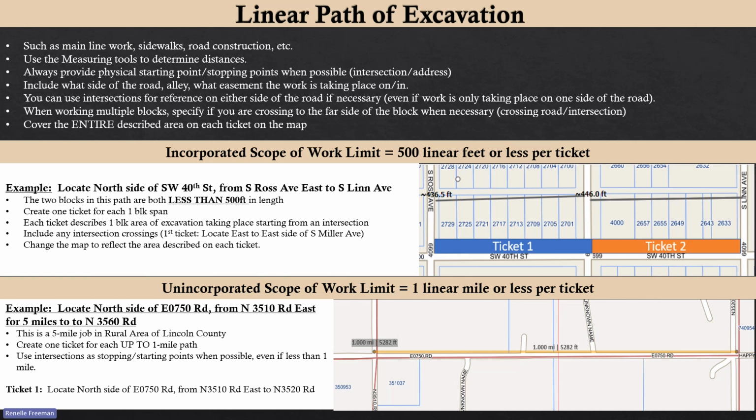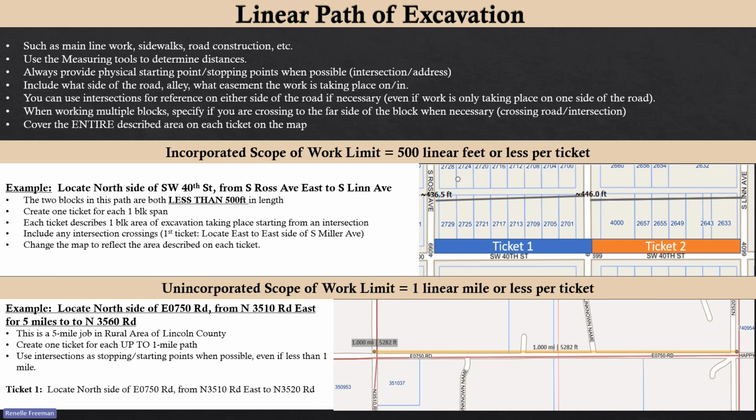You can use the measurement tools that we talked about earlier to determine those distances. Like if you're working between blocks or several miles, you can use the measuring tools to determine how big of an area you need. You'll always want to provide starting points or stopping points when possible, and that can be an intersection or an address, or it may be driving directions up to a starting point. Include what side of the road, the alley, what easement, wherever the work is taking place along that linear path.